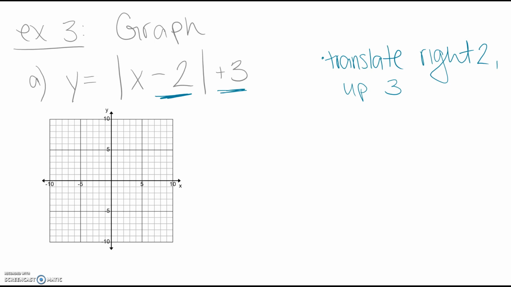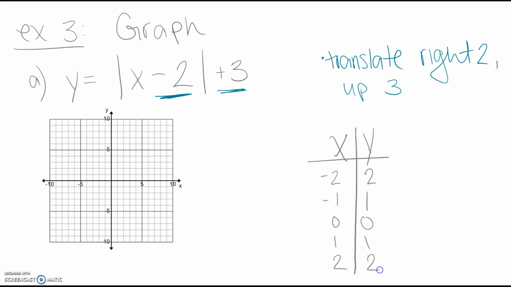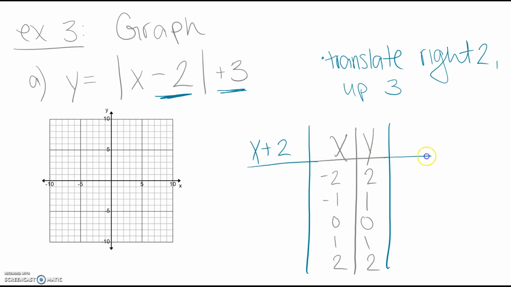Now what I recommend doing is making a table. And you should always start with your parent. So because it's the absolute value, you've got negative 2, negative 1, 0, 1, 2. Absolute value of negative 2, absolute value of negative 1, 0, 1, and 2. And now what we can do is extend and apply the transformations. So if we're going to go right 2, our x's will have a 2 added to them. And our y's are going up 3, so it'll be y's original plus 3.